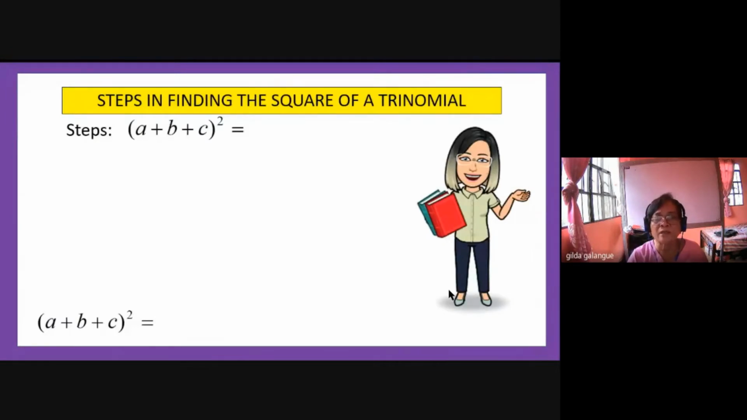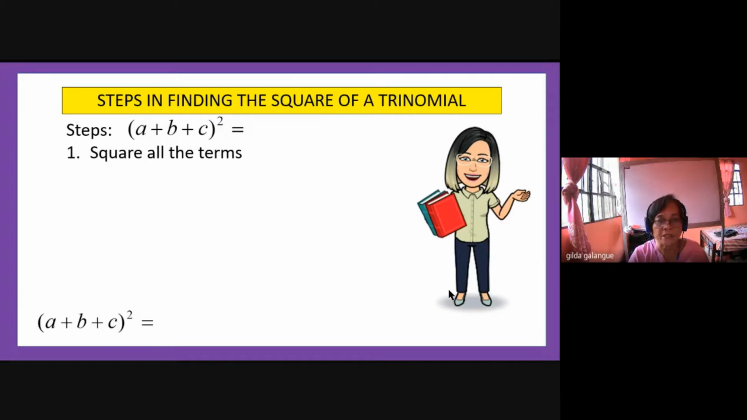Now we are in the actual lesson. We recalled only how to square a binomial. Now we will be squaring a trinomial. What is our given? The given is the quantity of a plus b plus c squared. So we need to follow the step. The first step is to square all the terms. There are 3 terms. It means that we need to square the first term, the second term, and the third term.